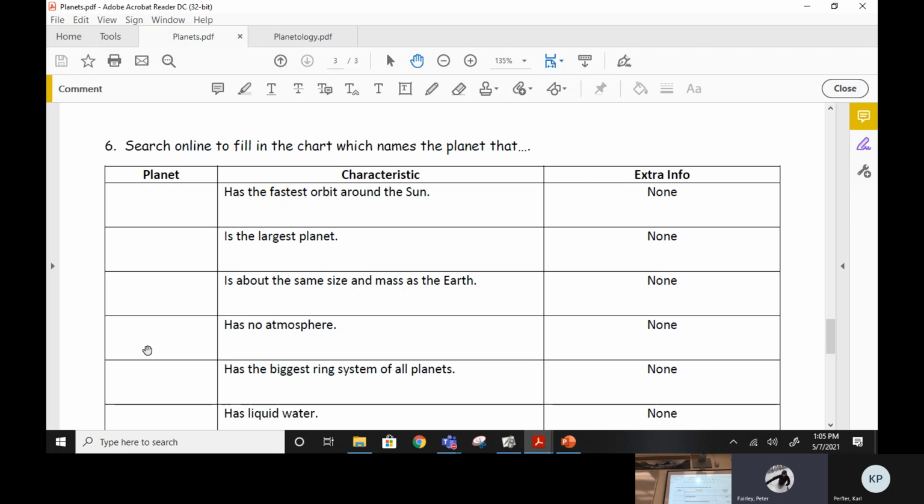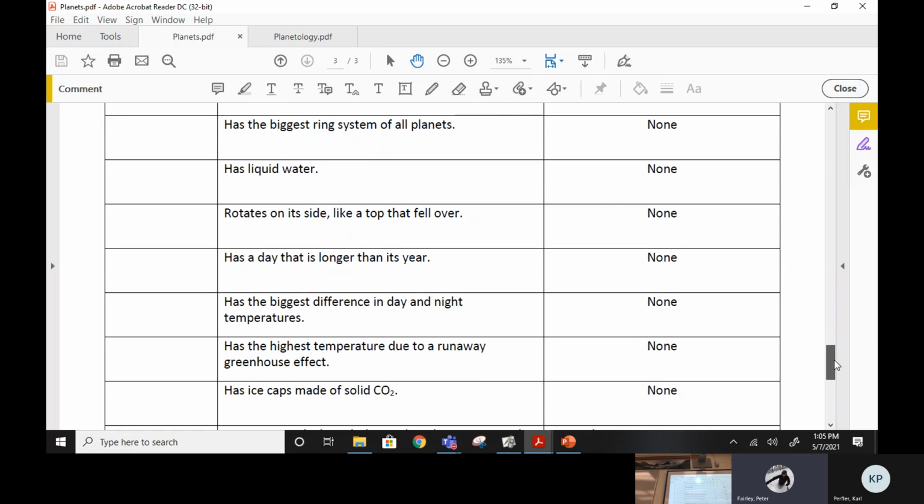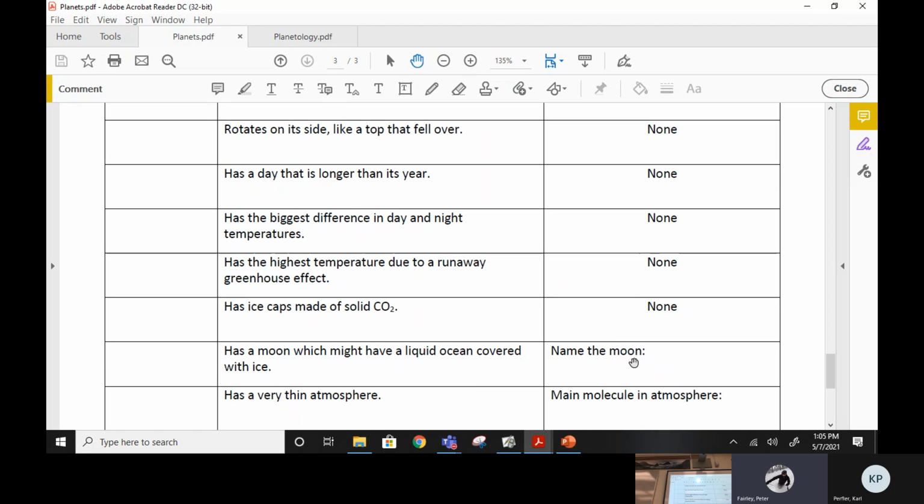Every answer on the left is going to be the name of a planet. On the right, extra info, for the first bunch, it says none, none, none, none, none. But down here, you have to start doing something. So which planet has a moon that might have a liquid ocean? Well, you give the name of the planet here, and then you give the name of the moon over here. Does that make sense? Some of these things have two answers. Always the name of the planet on the left, and then some different kind of information over on the right sometimes.